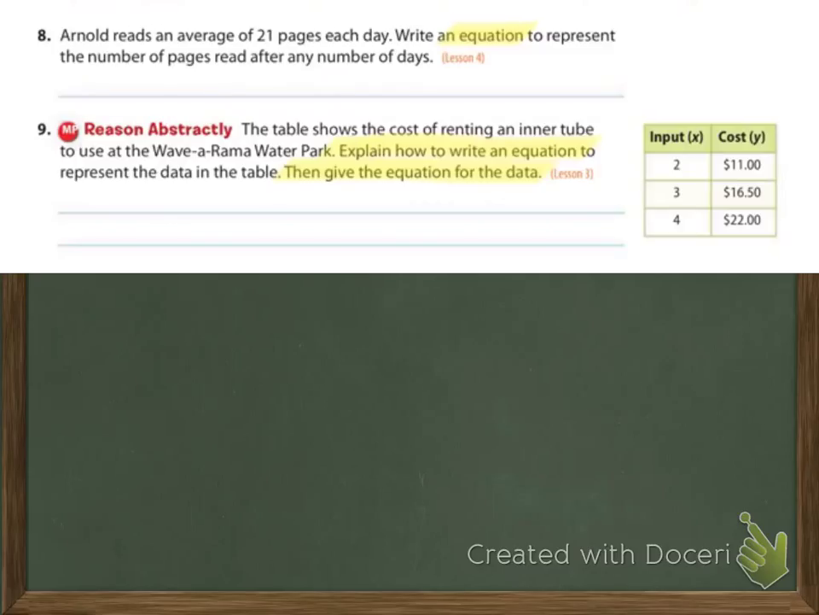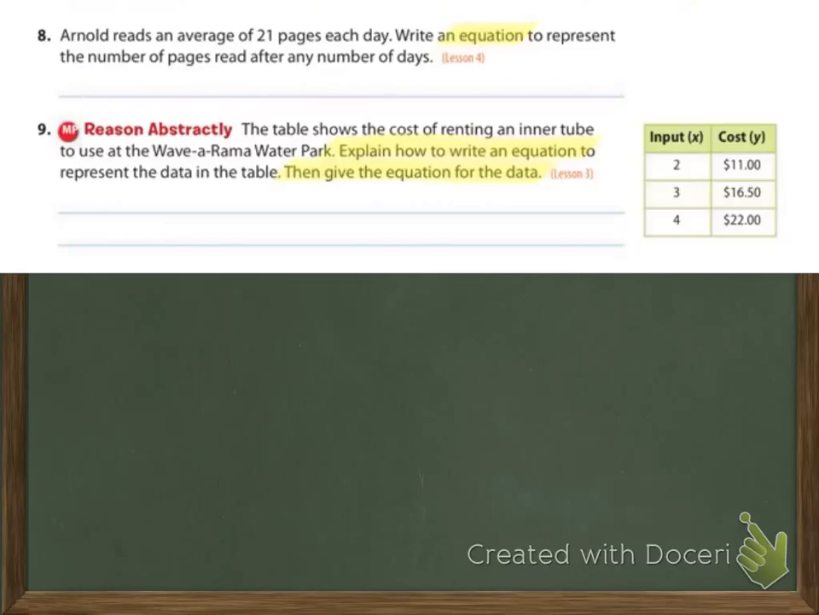Okay. Again, finishing up with number 9, looking at some important words. The table over here, input-output function table, shows the cost of renting an inner tube to use at the Waverama water park. Okay, highlighted in yellow, I say explain how to write an equation to represent the data, because you need to explain your work.